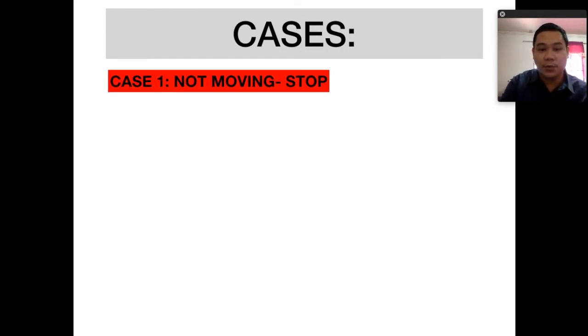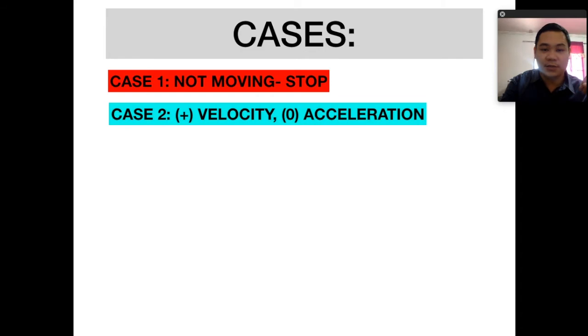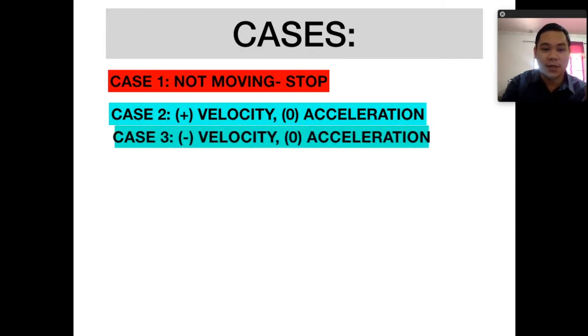Let's start. Remember that we have to consider case number 1, wherein the object is not moving or is stopped. What would the graph look like? And case number 2, we have positive velocity and zero acceleration. Case number 3 would tell us about negative velocity and zero acceleration.